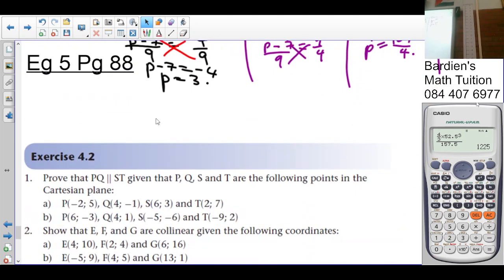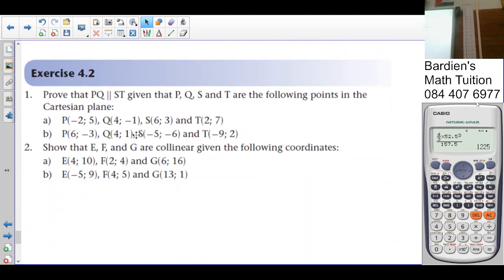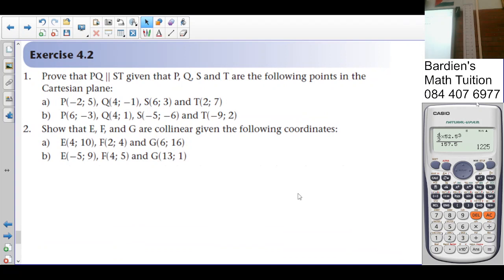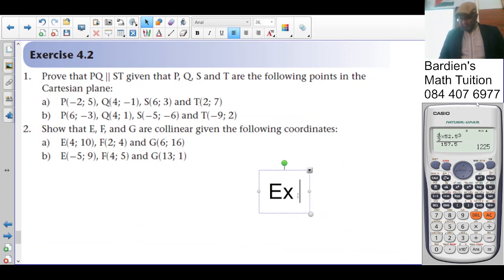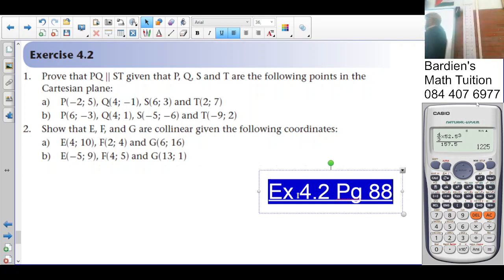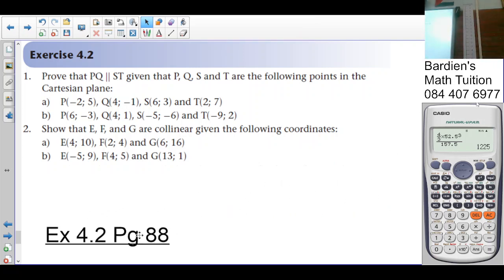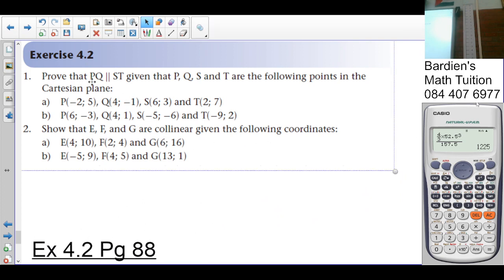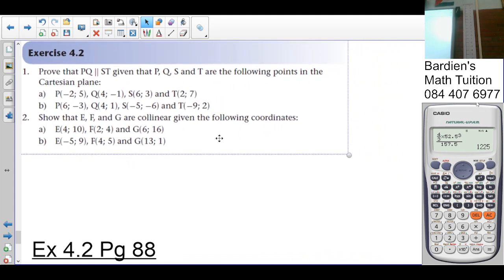Okay. Then we went into exercise 4.2. So let's look at exercise 4.2 quickly. It's on page 88. Alright, so in exercise 4.2 we are told that you must prove that QS is parallel to ST. P, Q, S and T are the following points of the Cartesian plane.